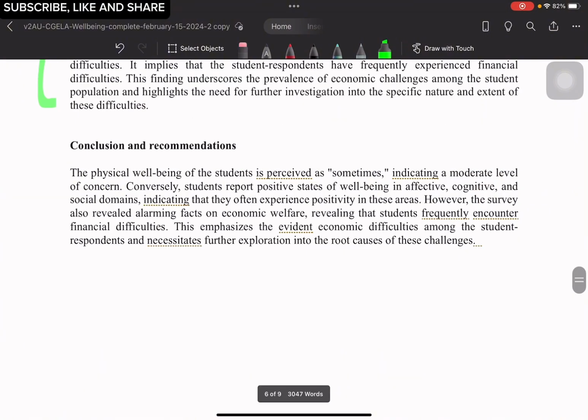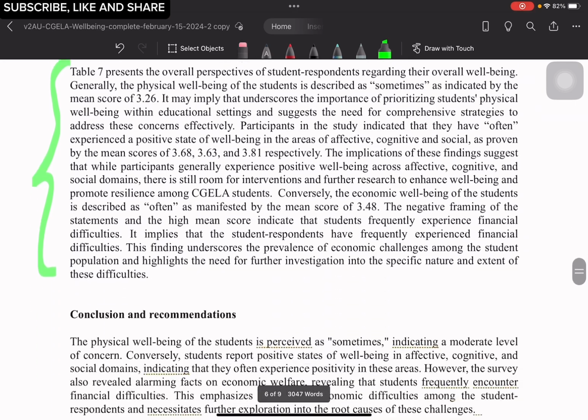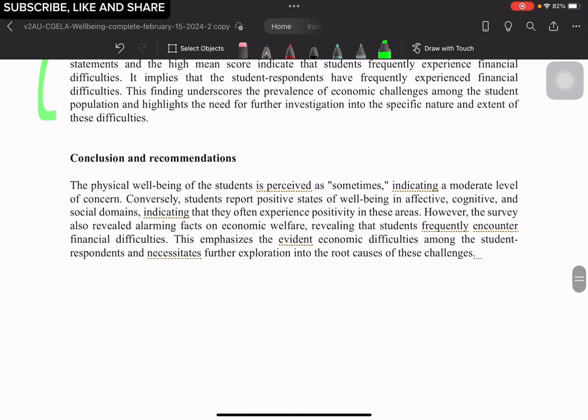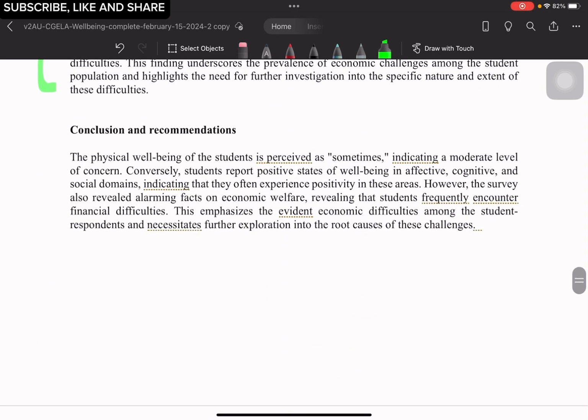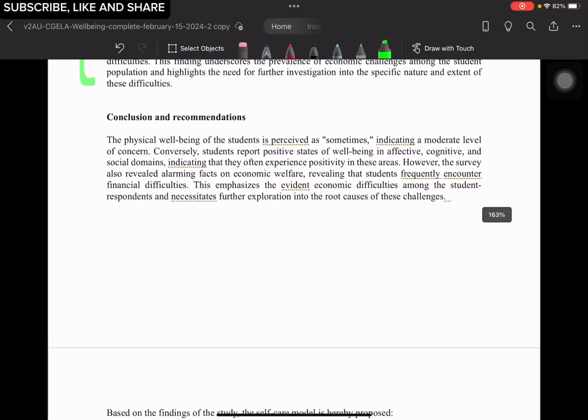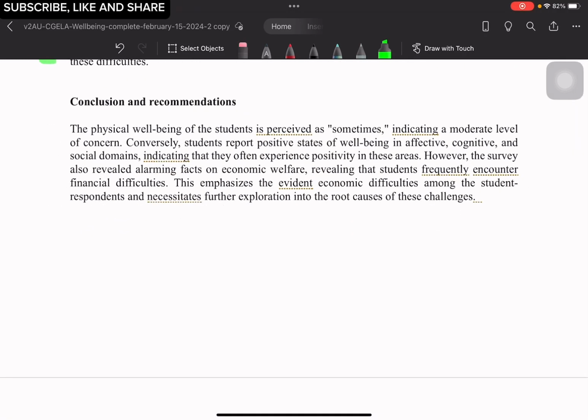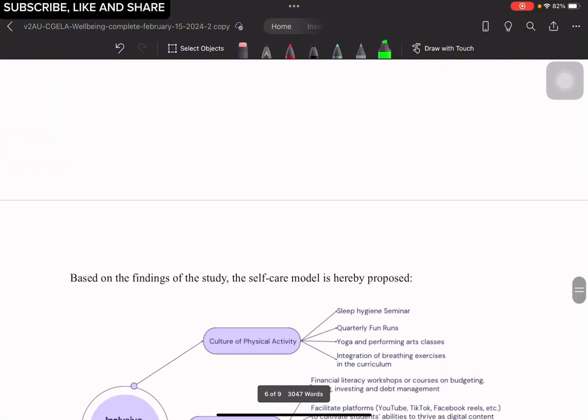The findings of the study are presented in these tables. So what can you conclude based on those tables? And then after that, the recommendation should be based on the conclusions and the findings of your study. So that is what is supposed to be expected under the conclusion and recommendation of your study.